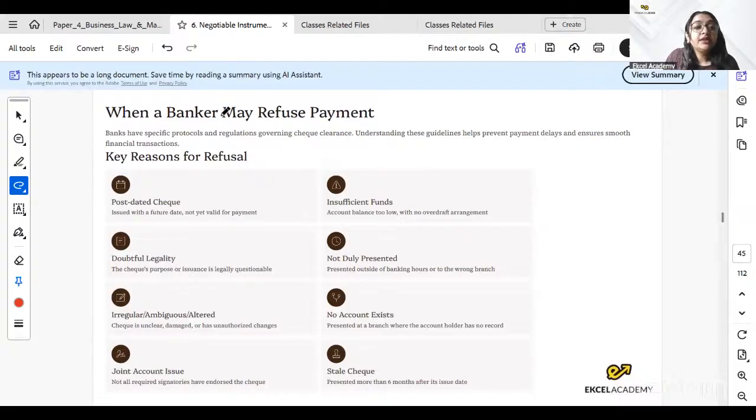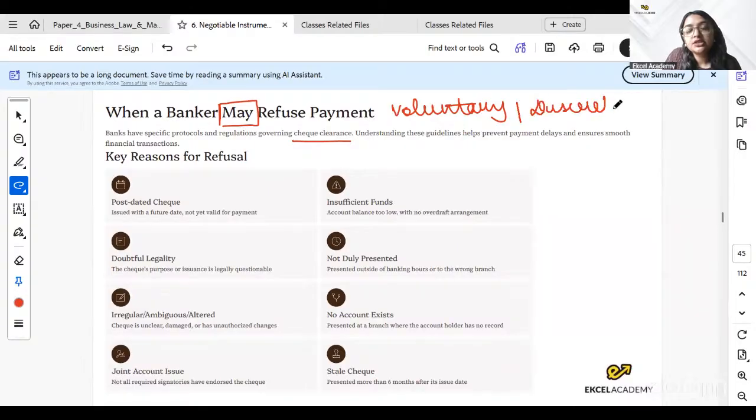Next up is when your banker may refuse the payment. In the previous cases, it was cases where the banker should refuse the payment. Here is where the banker may refuse the payment. The banks have specific protocols and regulations governing check clearance. Now, key reasons for refusal. Now, may is your voluntary refusal, at the discretion of the banker. It is at the discretion of the banker that this refusal will take place. What are the key reasons?